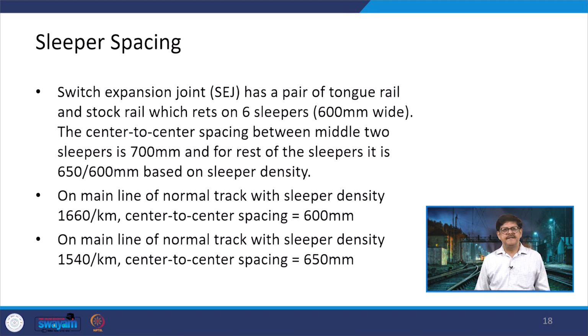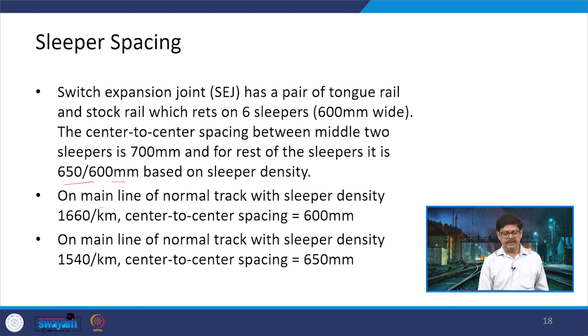Then if the SEJ, that is, a switch expansion gap, is being provided, it has a pair of tongue rail and stock rail which rest on 6 sleepers which are 600 mm wide. The center to center spacing between the middle two sleepers is taken as 700 mm, and for the rest of the sleepers it is either 650 or 600 mm based on the sleeper density.